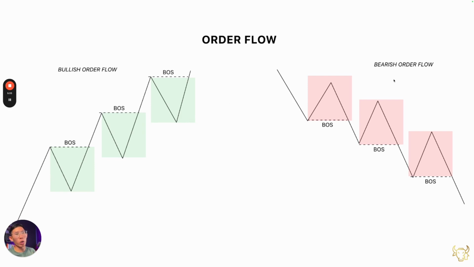So on the other hand, you got your bearish order flow. Bearish order flow is basically the opposite of bullish order flow. There are a lot of sell orders inside the market right now, right? The overall trend is down, creating lower highs, lower lows, breaking structure, creating another lower high, lower low, lower high, and lower low, right? Bearish order flow.